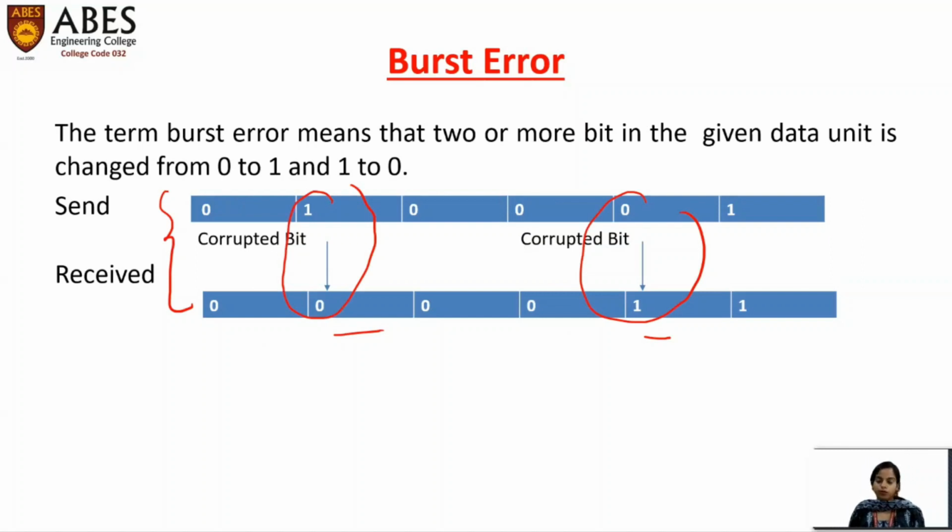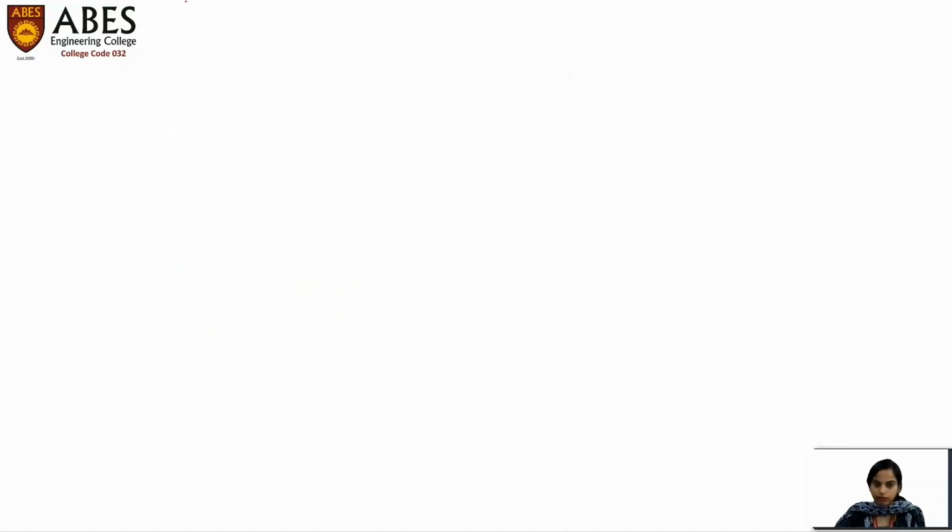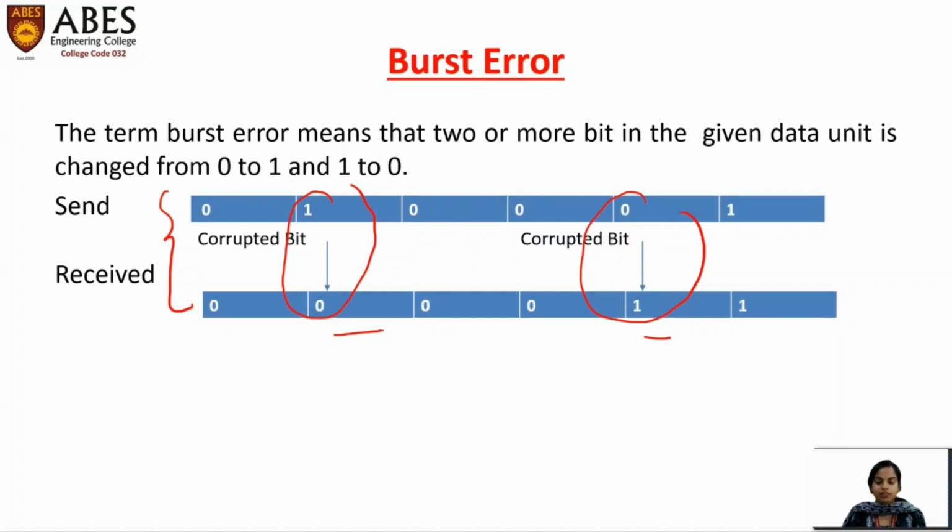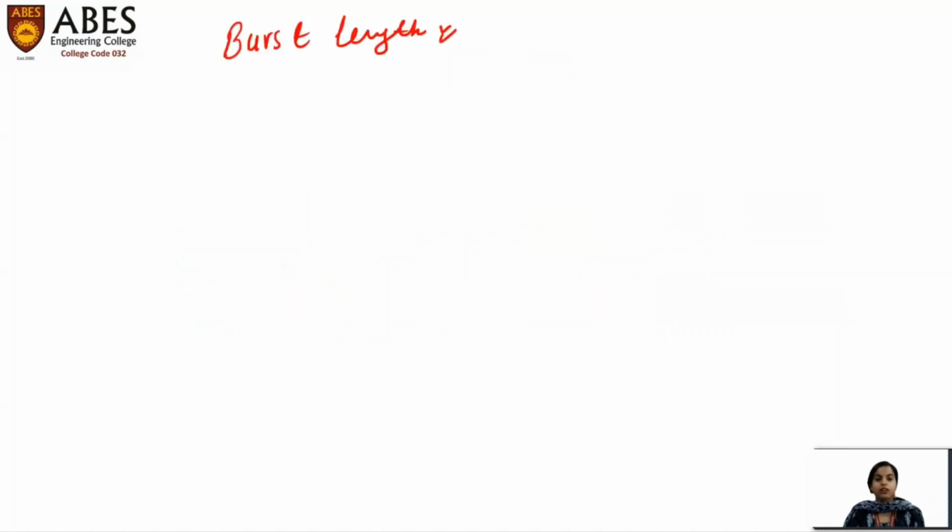Before proceeding to that, I would like to tell you there is one topic. This is terminology which we use, the burst length. If I ask you how many bits are affected, you will say only 2 bits. But this is not how you will calculate this. If I ask you to calculate the burst length, how will you calculate this?